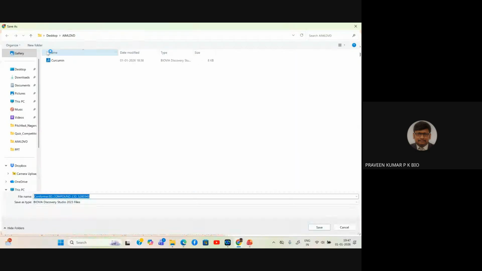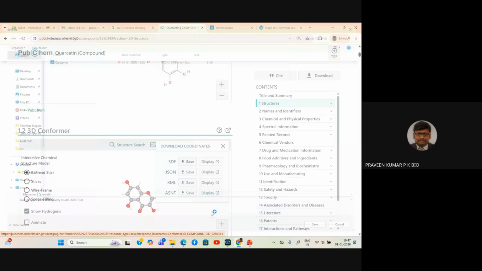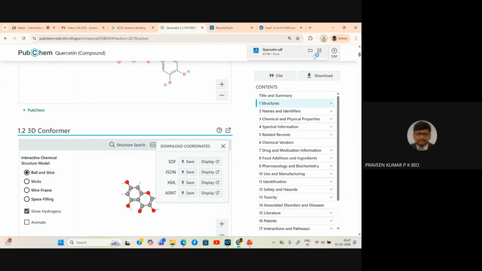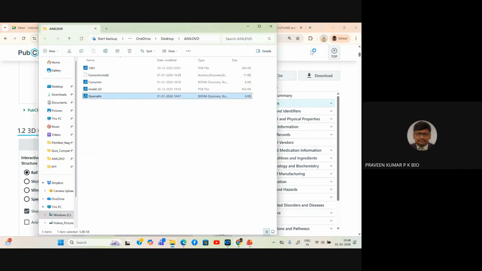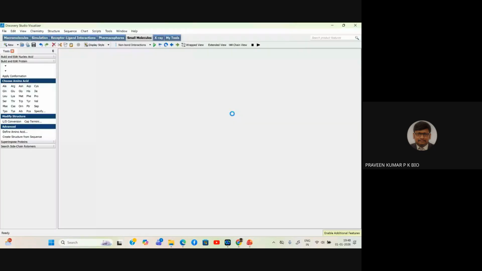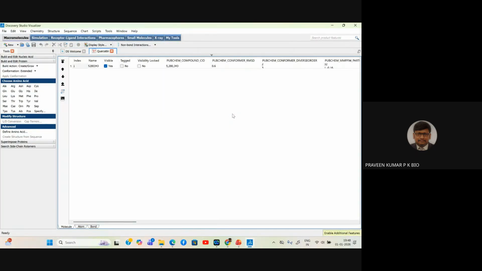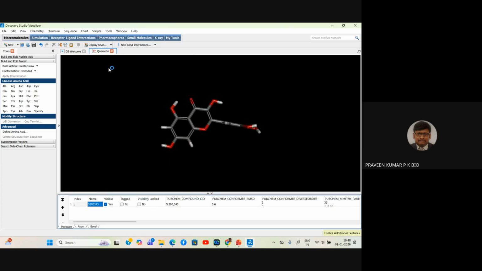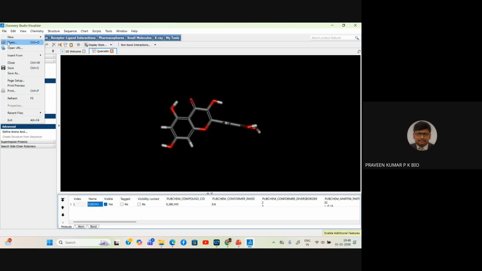Whatever I'm going to save, that quercetin, is initially in the form of .sdf format, but I have to convert it to .mol2. To convert to mol2, you can use OpenBabel or Babelwin software for file conversions, or else simply open your compound, that is the quercetin compound, in Discovery Studio Visualizer.